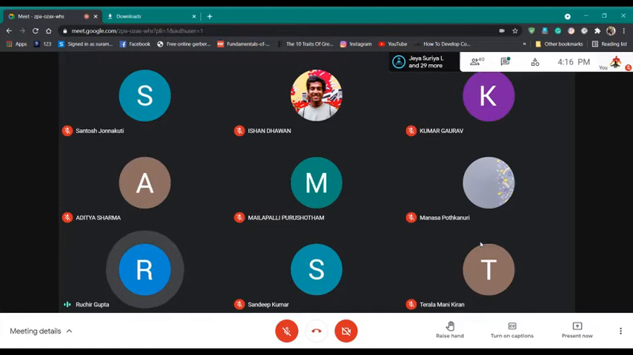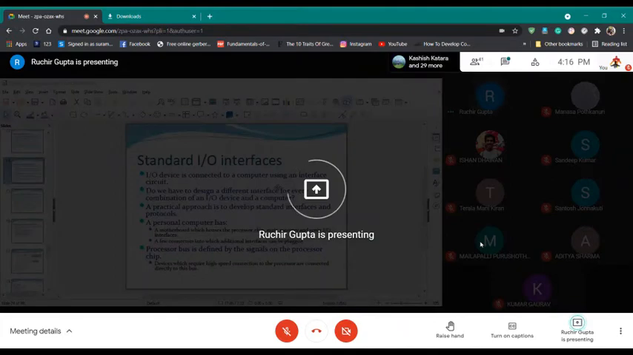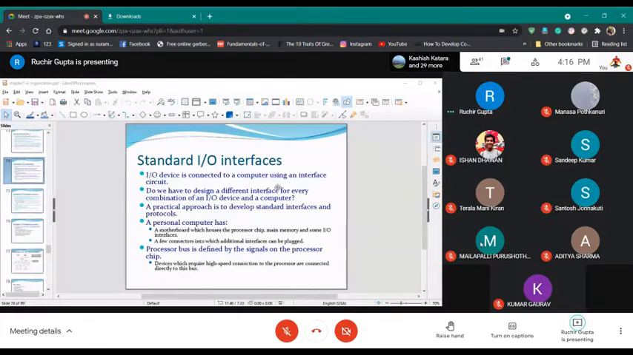So we are talking about the I/O interfaces, and in that we said that, we already... Can you see slides? Can you see slides? Yes. Okay.